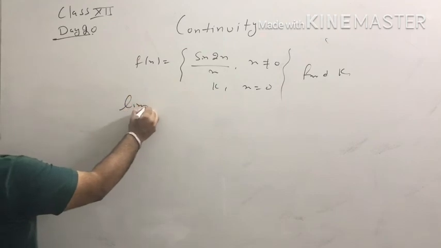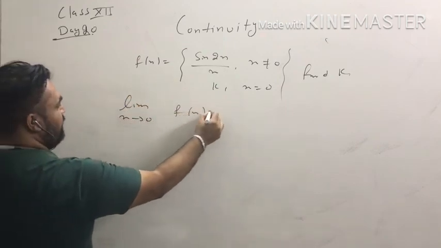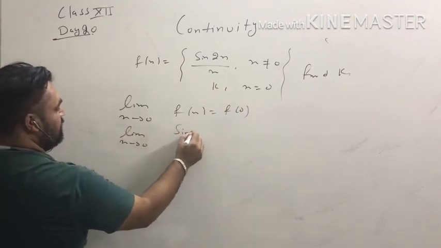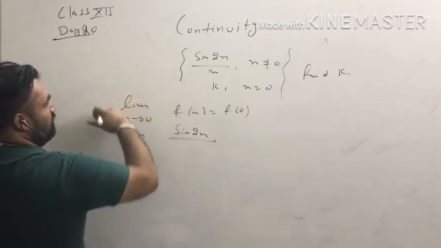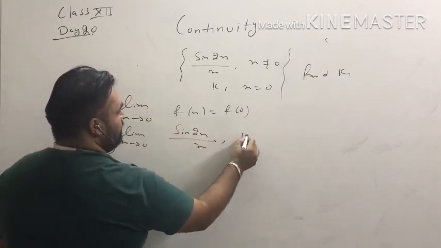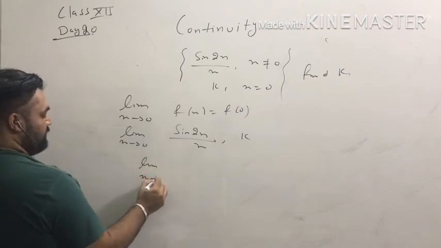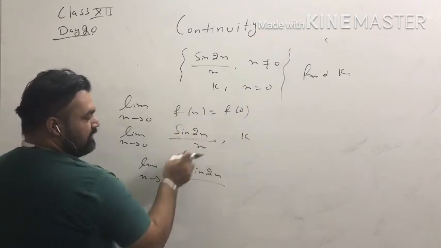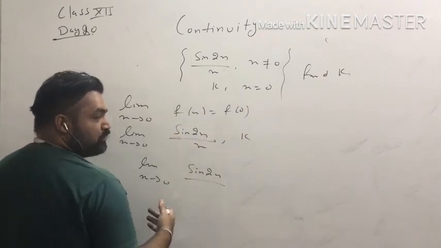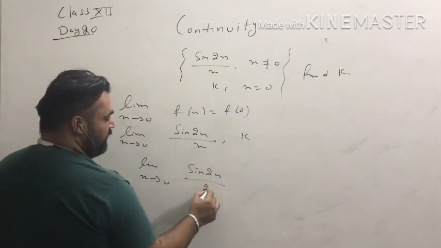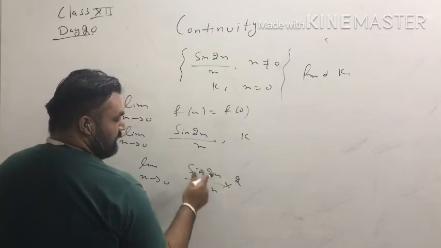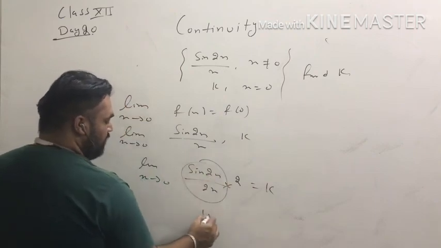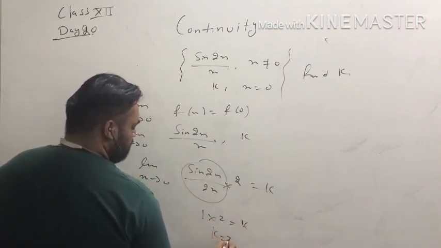Very easy question. Again, limit x tends to 0, f(x) equals f(0). Limit x tends to 0, f(x) means sin 2x / x. Now with the sine, the number is 2x, so in the denominator we also make the same number 2x. So we divide by 2 and multiply numerator and denominator by 2. So this becomes 1 into 2 equals k. So k equals 2.